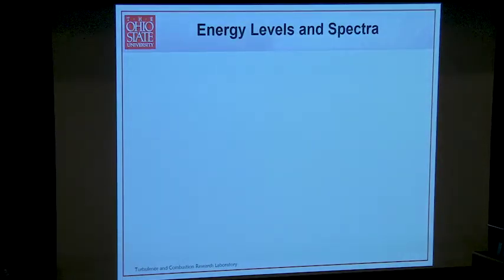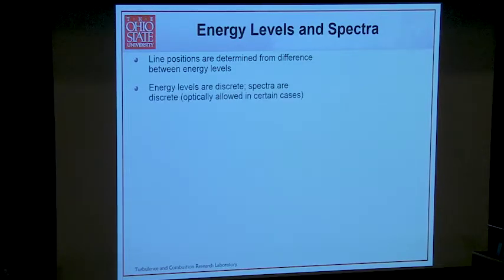Okay, so let's talk a little bit about energy levels. Line positions, from a practical or practitioner point of view, the place where you would want to tune your laser, are determined from the difference between energy levels. Again, the energy levels are discrete, and therefore spectra are discrete, and in certain cases they're optically allowed. So when I say discrete, that means their location.